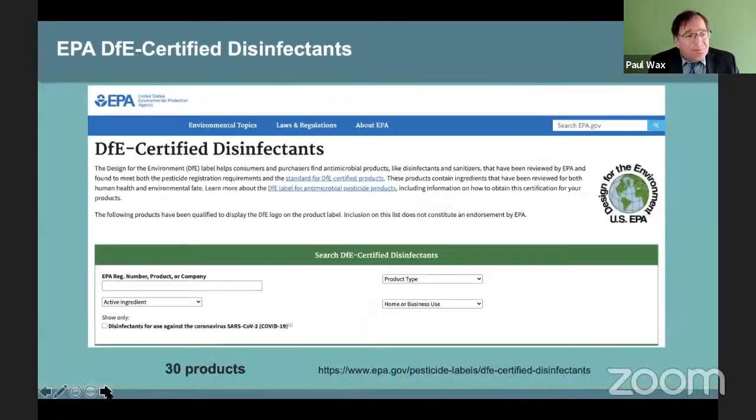Next slide. So when you go onto the EPA website, there's this page that specifically highlights these much safer disinfectants. As you can see in the bottom of the slide, approximately 30 products have this designation of being safer disinfectants. Now, on this webpage, there's actually a box. If you go to the next slide.